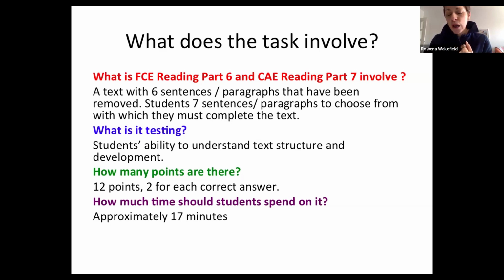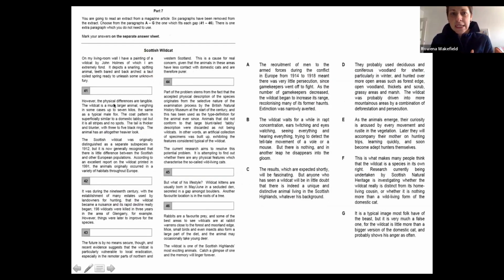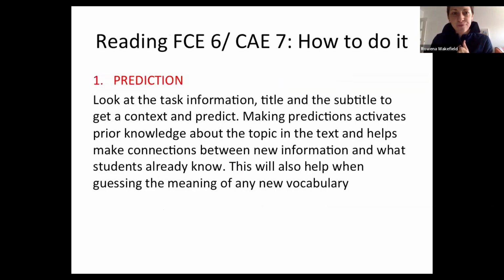So I would recommend, and from what I've read online, they recommend spending a little bit more time on this task. I think it's more complicated. I think you guys will probably know it is definitely more difficult than part 5. So encourage the students to spend a bit more time on this part of the exam. So here's an example. I know that you've all seen one before.